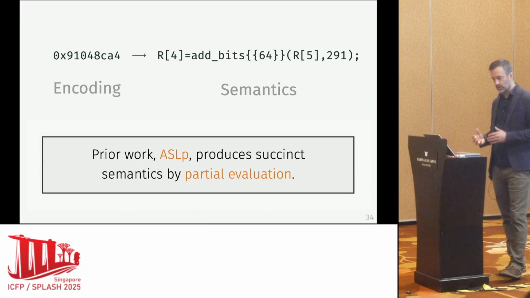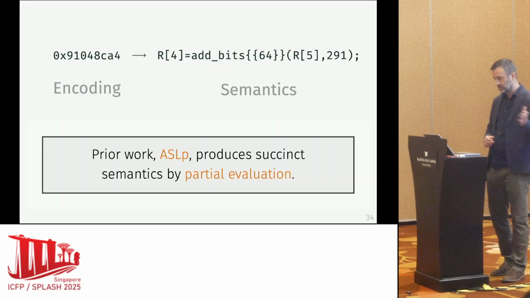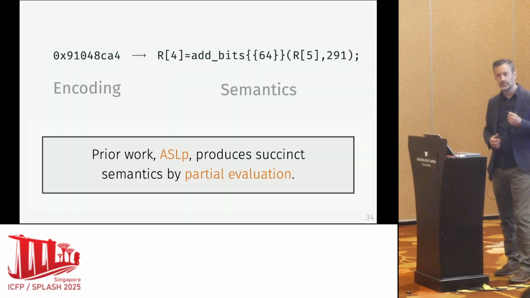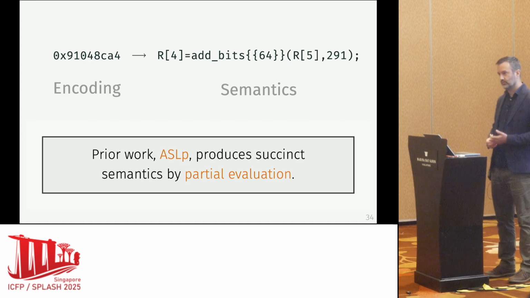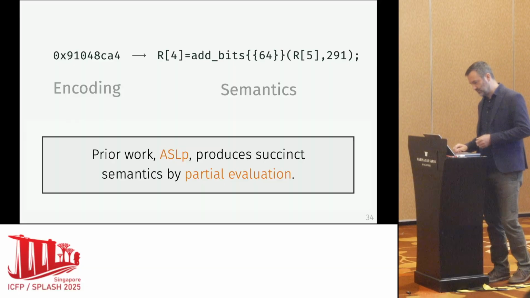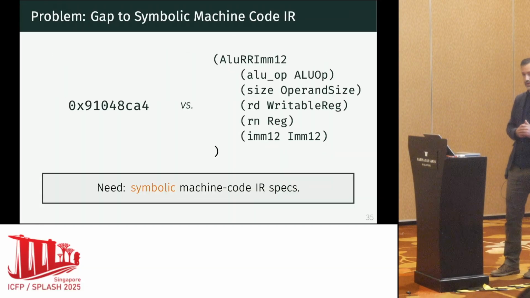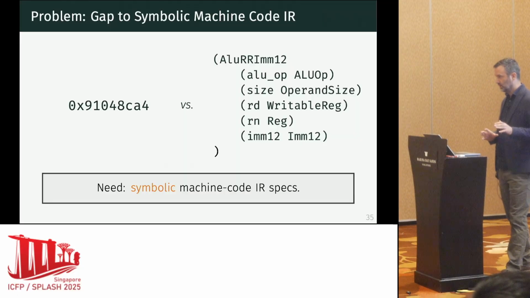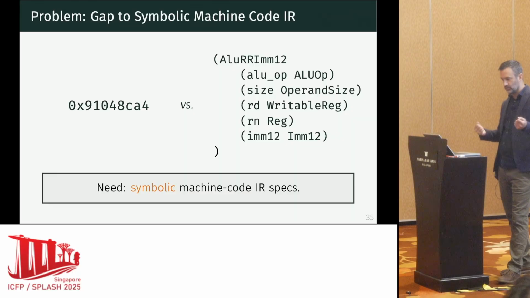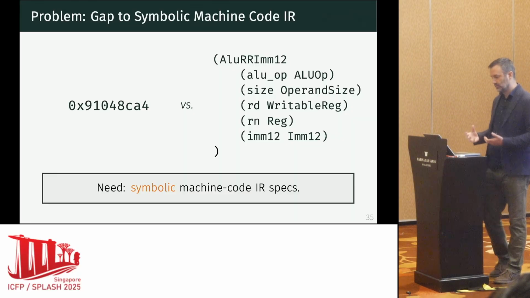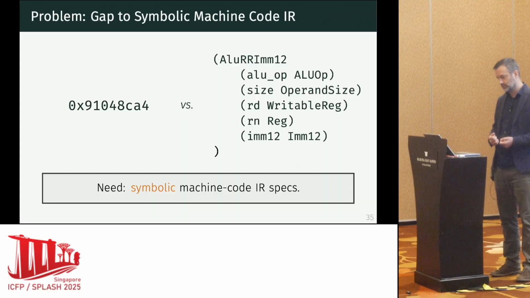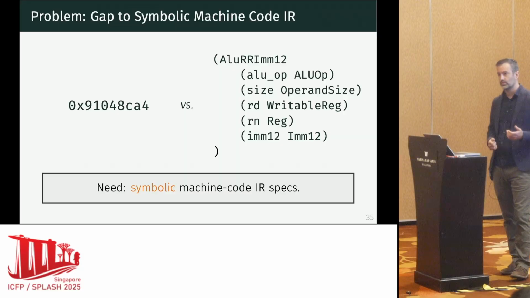Thankfully, recent prior work, a project called ASLP, which actually featured in this conference already, solves this by partial evaluation. It is able to take a concrete instruction on the left and produce a succinct semantic program describing its behavior. However, we're still not quite done for the domain of compiler verification, because we don't actually have a single concrete program that we want to reason about. We need to reason about entire families of programs, or more specifically, we need to know the behavior of this machine code IR, which itself covers millions of possible concrete instructions. So that is, we need specifications for symbolic machine code.